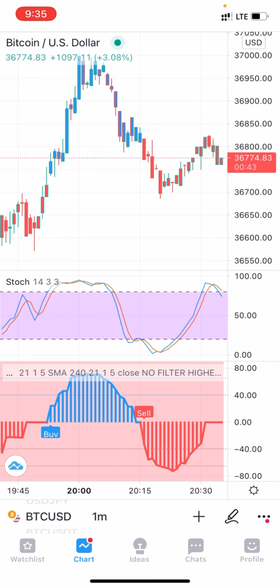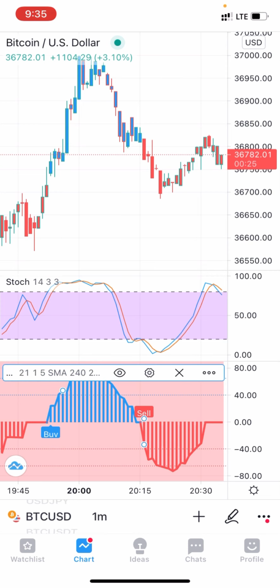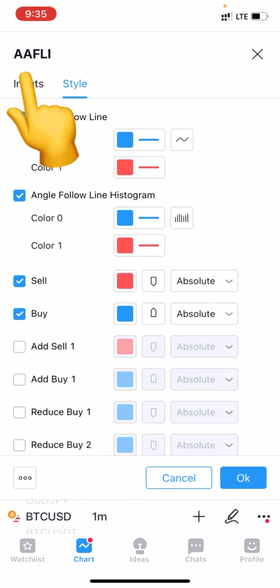All right, guys. Today I want to be talking about an indicator that I just discovered not too long ago. I think it was yesterday or the day before yesterday. This is the indicator you are seeing below my chart here. What is the name? Let me show you the name. It's called AAFLI. That is the name of the indicator.